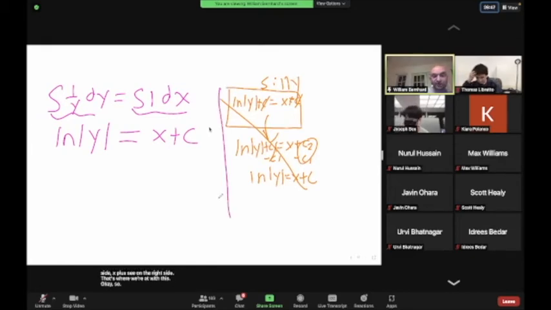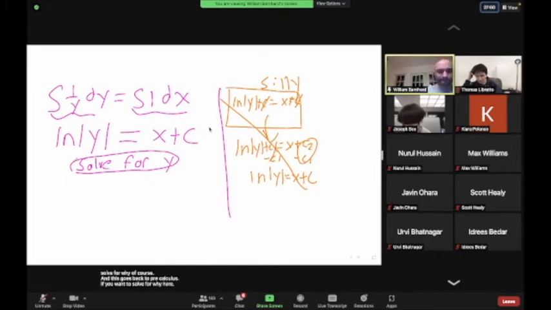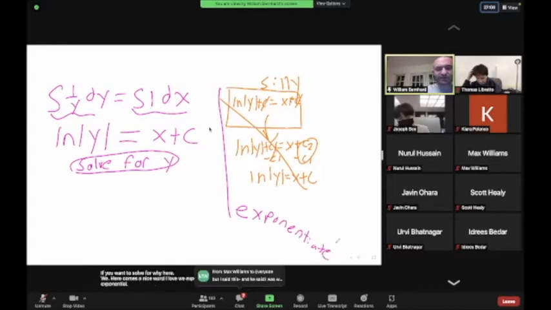Okay, so we're pretty much done, but we want to solve for y, of course. And this goes back to pre-calculus. If you want to solve for y here, and here comes a nice word I love, we exponentiate, which is just put e raised to both sides.